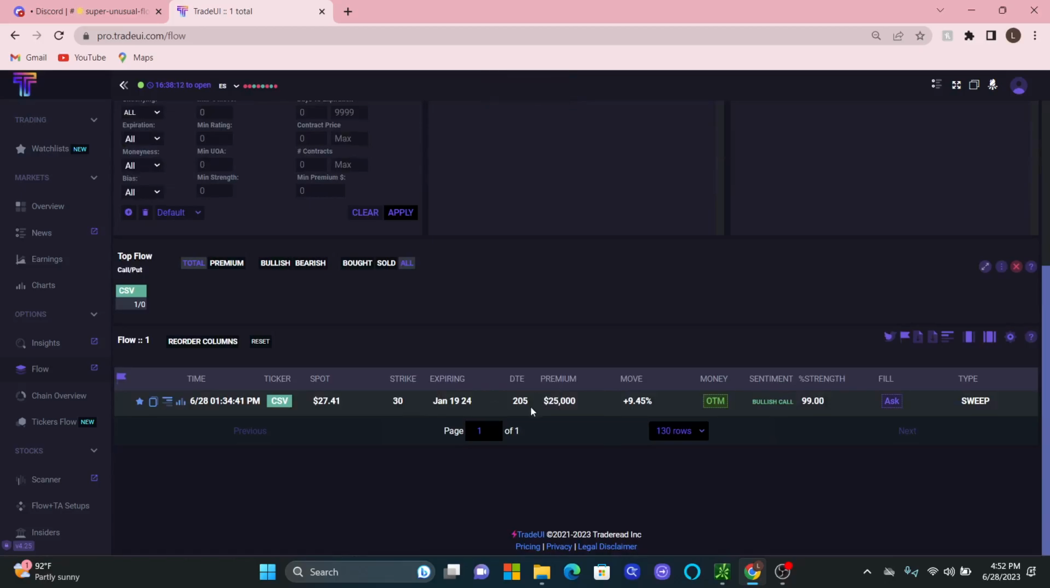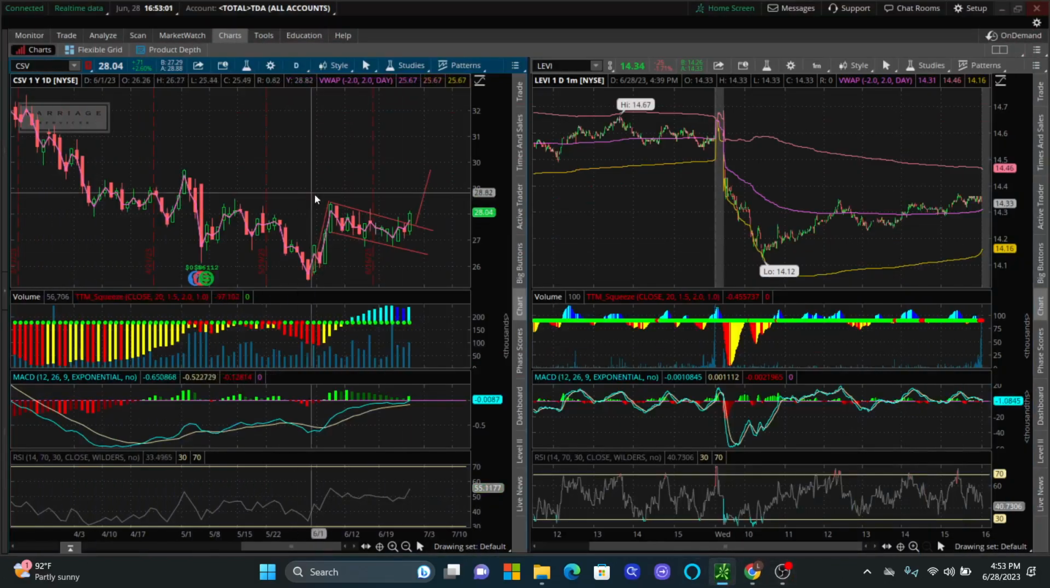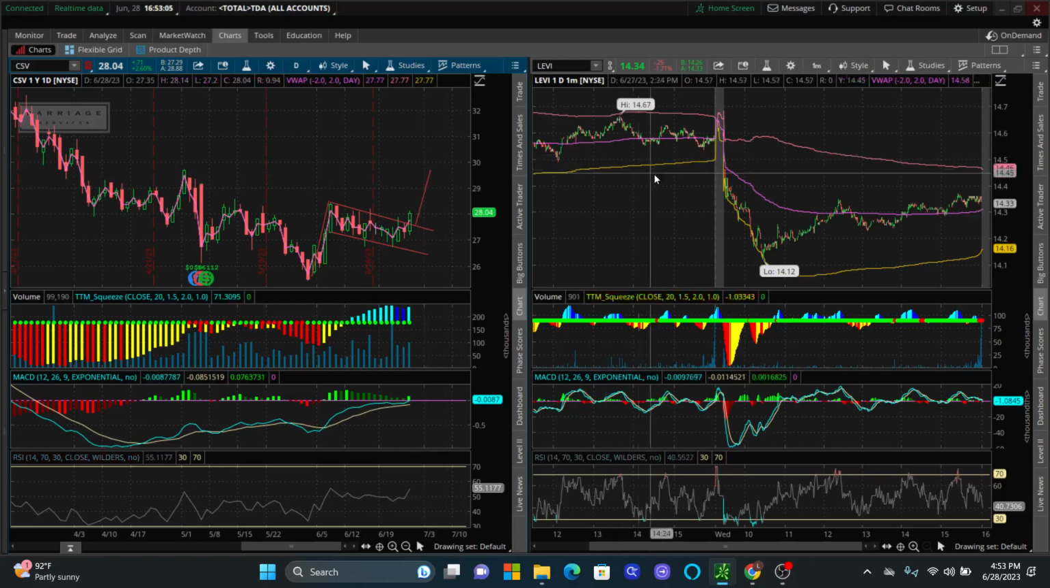And right there we have a 205-day expiration. Their 9% move, they're targeting 30. Remember, we were targeting 29 to 29.70. So we're actually very conservative if we want to piggyback on this trade. The option flow is in our favor. It's a low float, and the technical analysis looks really bullish for this move to happen.